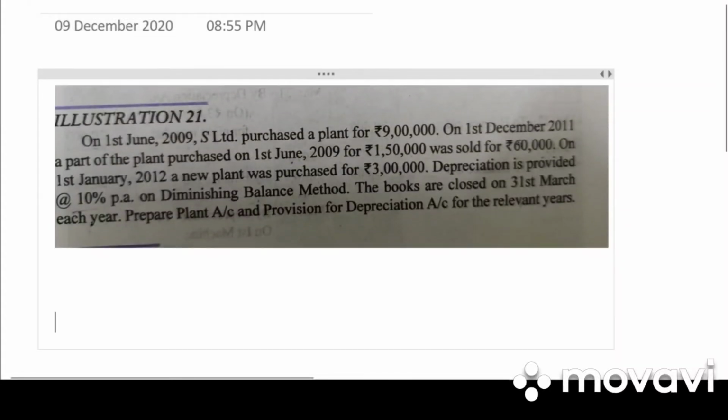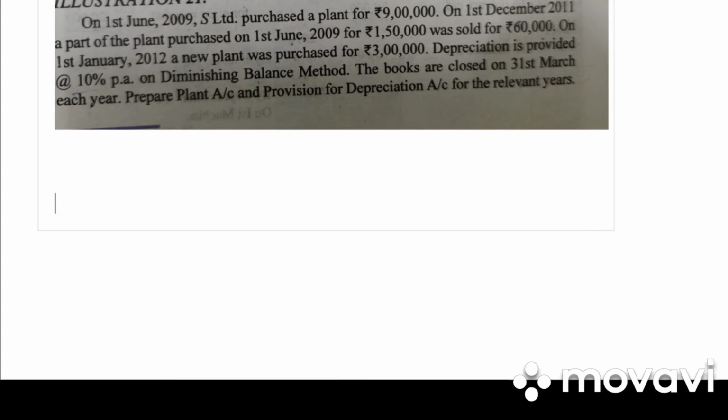Good morning, students. So let's continue with the chapter that is depreciation. Take down illustration 21. On 1st June 2009, S Limited purchased a plant for 9 lakh. On 1st December, part of plant purchase was sold for 60,000. On 1st Jan 2012, a new plant was purchased. Depreciation provided 10% diminishing method. Prepare plant account and provision for depreciation account for the relevant years.